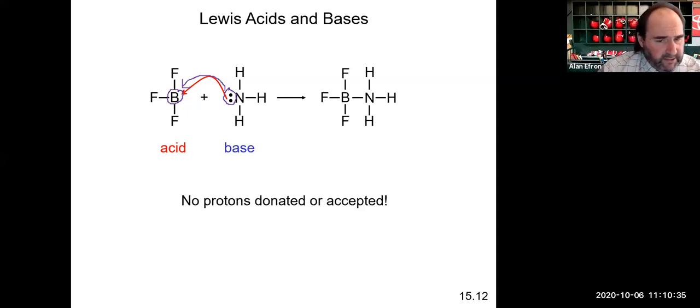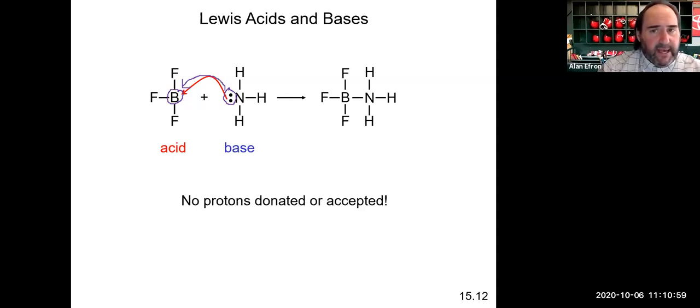Water is also a good Lewis base. NH3 is a very good Lewis base. And things with negative charges like Cl minus, Br minus, any of those halogens, are good Lewis bases. And like I said before, anything electron deficient is a really good Lewis acid because it's able to accept those electrons that are coming in.